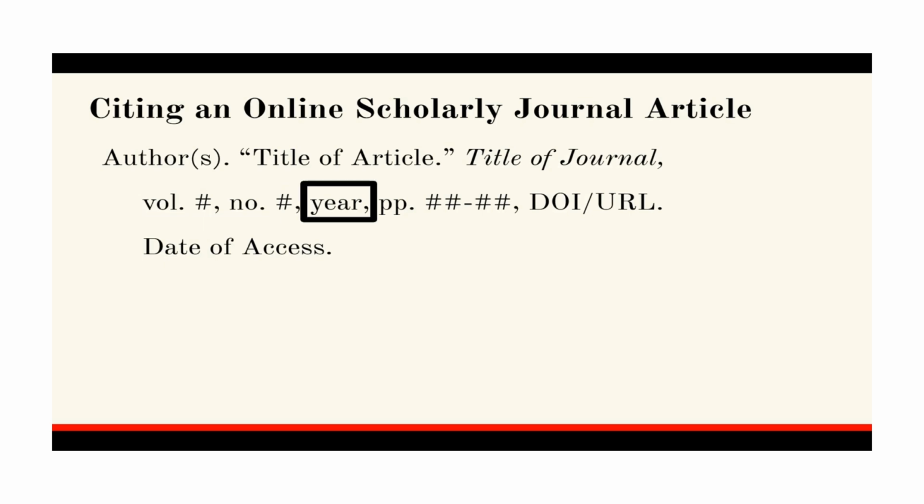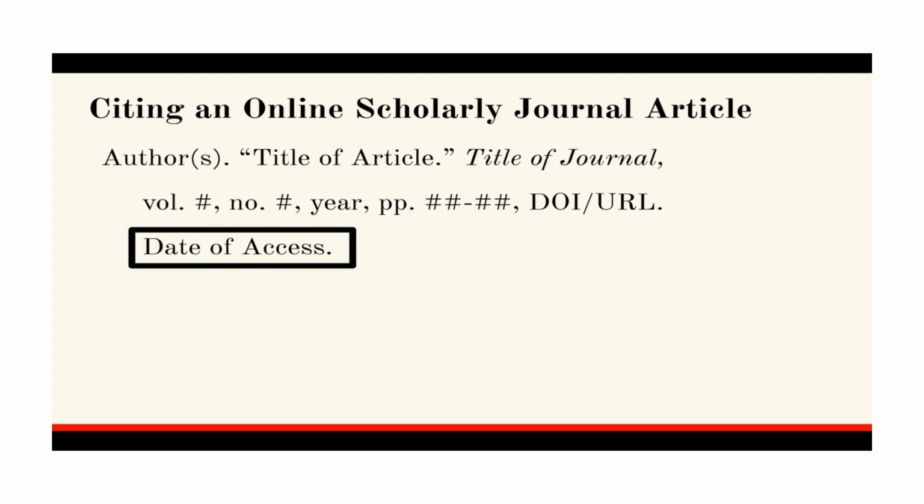The date appears next. When you're citing a scholarly journal, you only need to include the year of publication, and that is followed by a comma. Page numbers appear as we formatted before, the same way. And then you will list the URL or other location information for the article. You do not include the HTTPS part of the URL for online scholarly journal articles. This section is concluded with a period.